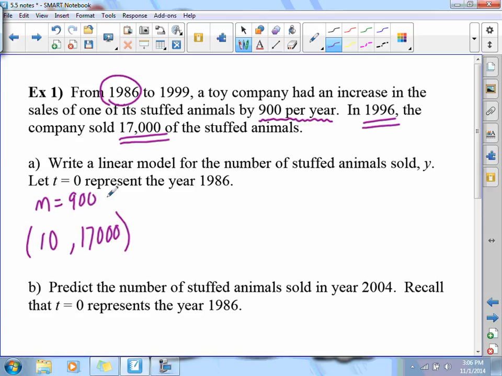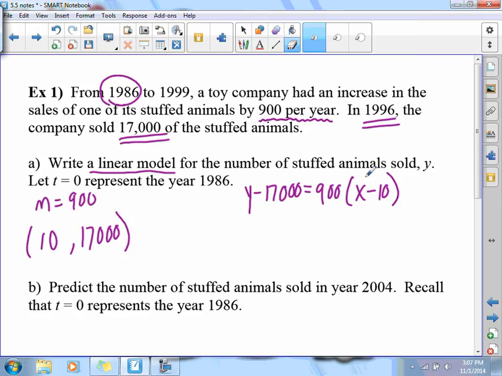So that's our point and our slope. Okay, so we'll be able to write a linear model or write a linear equation using point-slope form. So y minus 17,000 equals 900 times x minus 10. Now they want us to use t instead of x, so we can adjust that now. They want us to use the t for time.